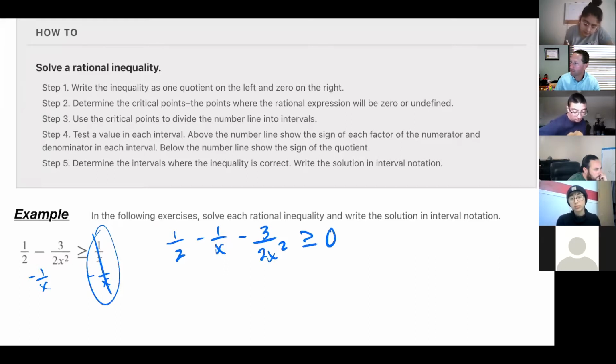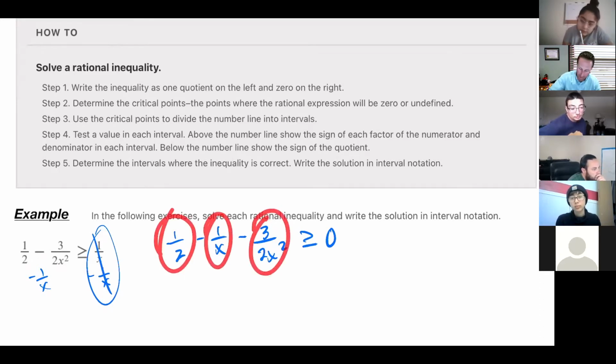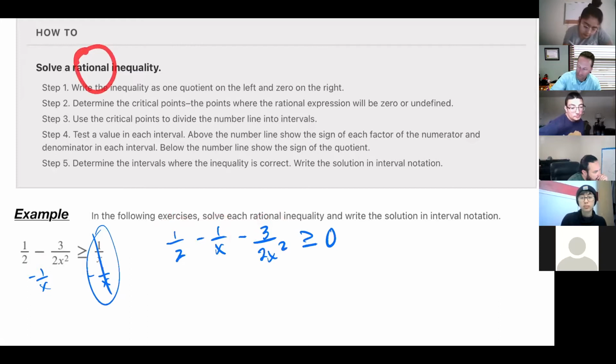Everybody good with that first step? Okay. Then obviously I don't like that there's 3 different terms. I want to get one rational function. I want one big fraction, which means, unfortunately, what do I have to get in order to add or subtract fractions?